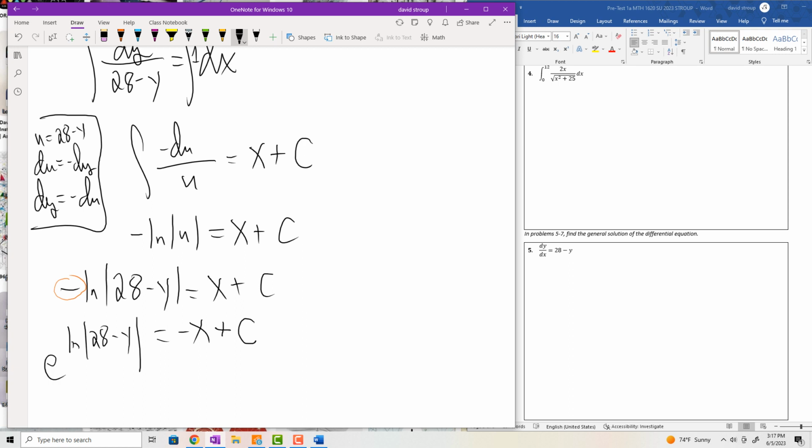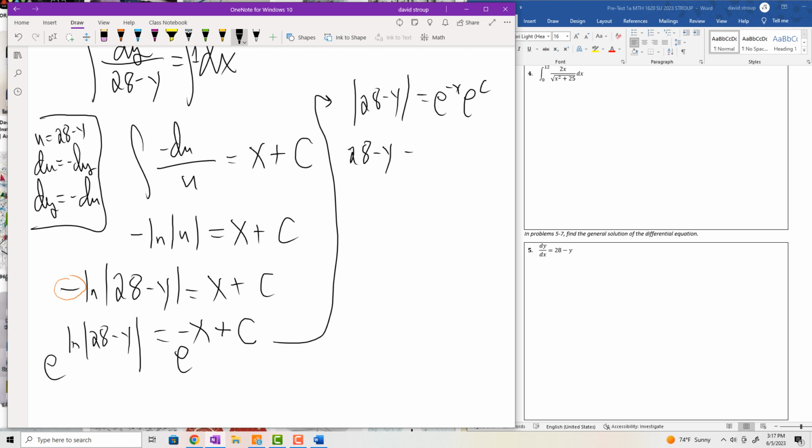Okay. Once you're here, though, you can exponentiate on both sides. On the left, you'll just have absolute value 28 minus y. On the right, I'll go ahead and split that up using rules of exponents. And then drop your absolute values, replace with plus or minus, reorder. I'm going to rewrite this plus minus e to the c as just a big constant. That thing will absorb any other constants. Notice it doesn't absorb the e to the negative x. So that thing is variable, and it won't absorb variables.